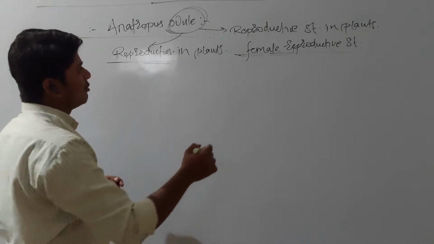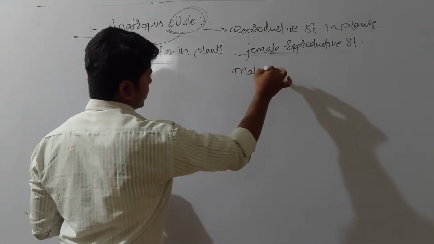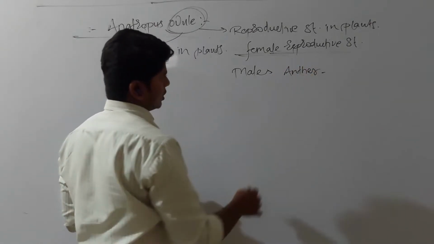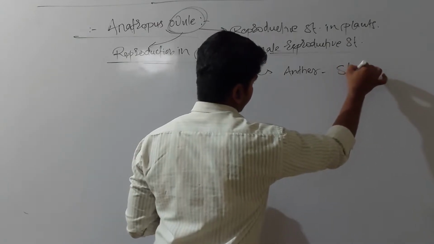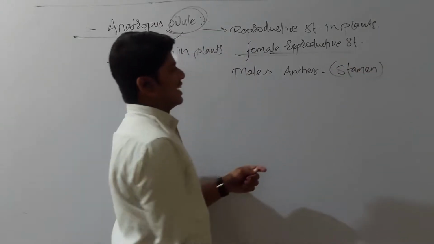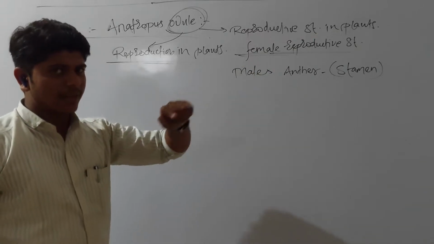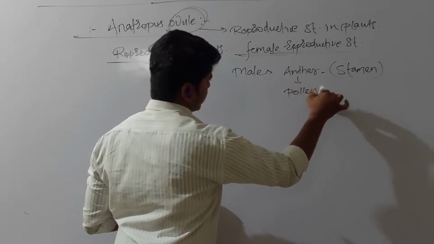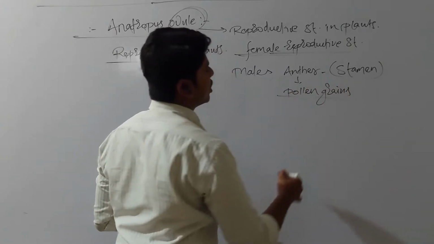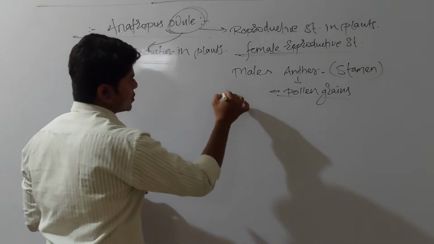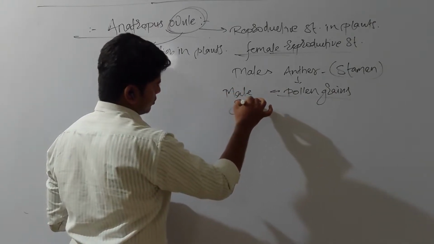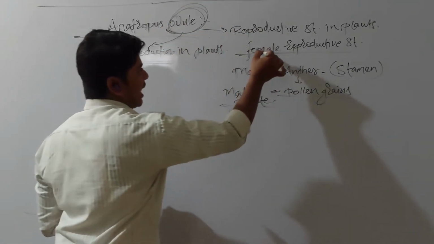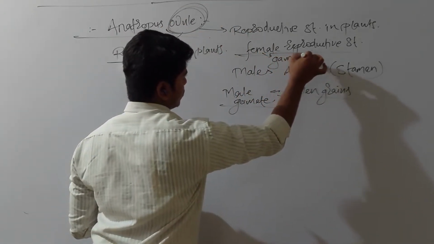Clear? Then which one is the male reproductive structure? That is basically the anther, or we call it the stamen. What is the stamen? It is the individual unit of the male reproductive system. What does the anther have? It has pollen grains. Pollen grains serve as male gametes, and the cells in the ovule act as female gametes.